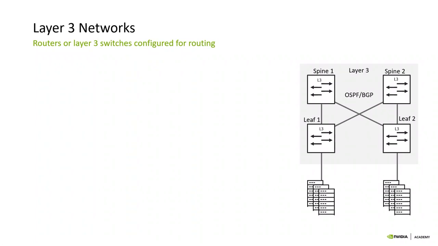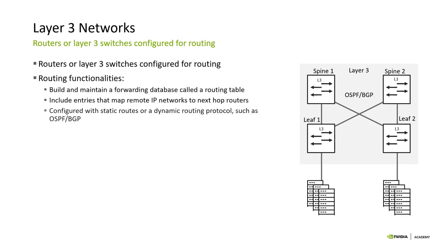In a Layer 3 network design, routers or Layer 3 switches are configured for routing. If you recall from previous units, routers build and maintain a forwarding database called a routing table that maps remote IP networks to next hop routers. The routing table is populated by configuring static routes or by enabling a dynamic routing protocol such as OSPF or BGP that will be introduced later. Routers then forward IP packets to their destination based on the routing table entries.